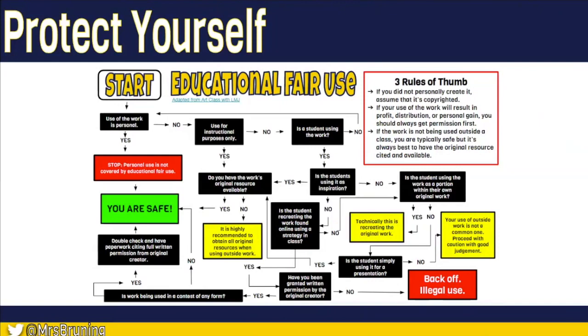Use the flowchart to figure out what path to take when using work from outside sources. Some basic rules of thumb include: if you did not personally create it, assume that it's copyrighted. If your use of the work will result in profit, distribution, or personal gain, you should always get permission first. If the work is not being used outside a class, you are typically safe, but it's always best to have the original resource cited and available.